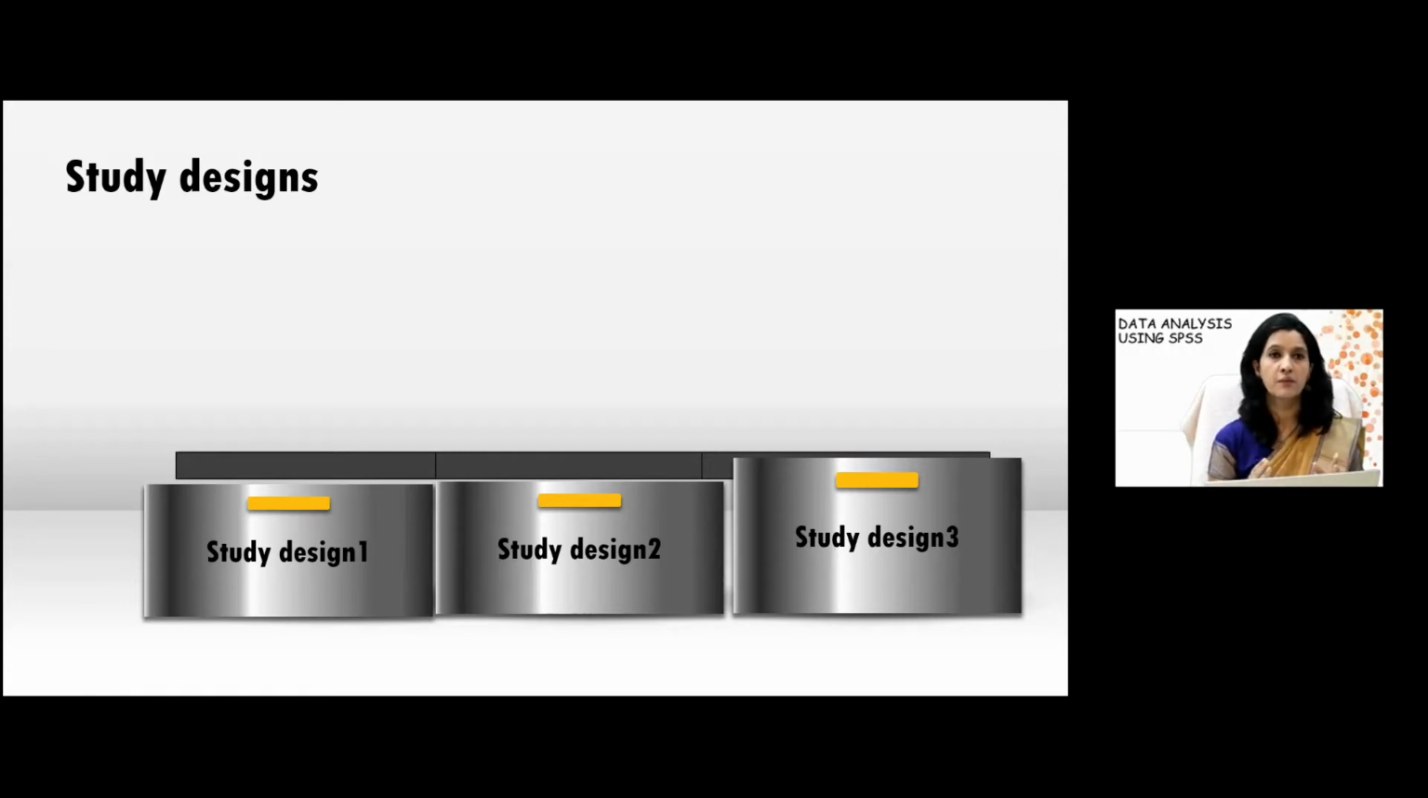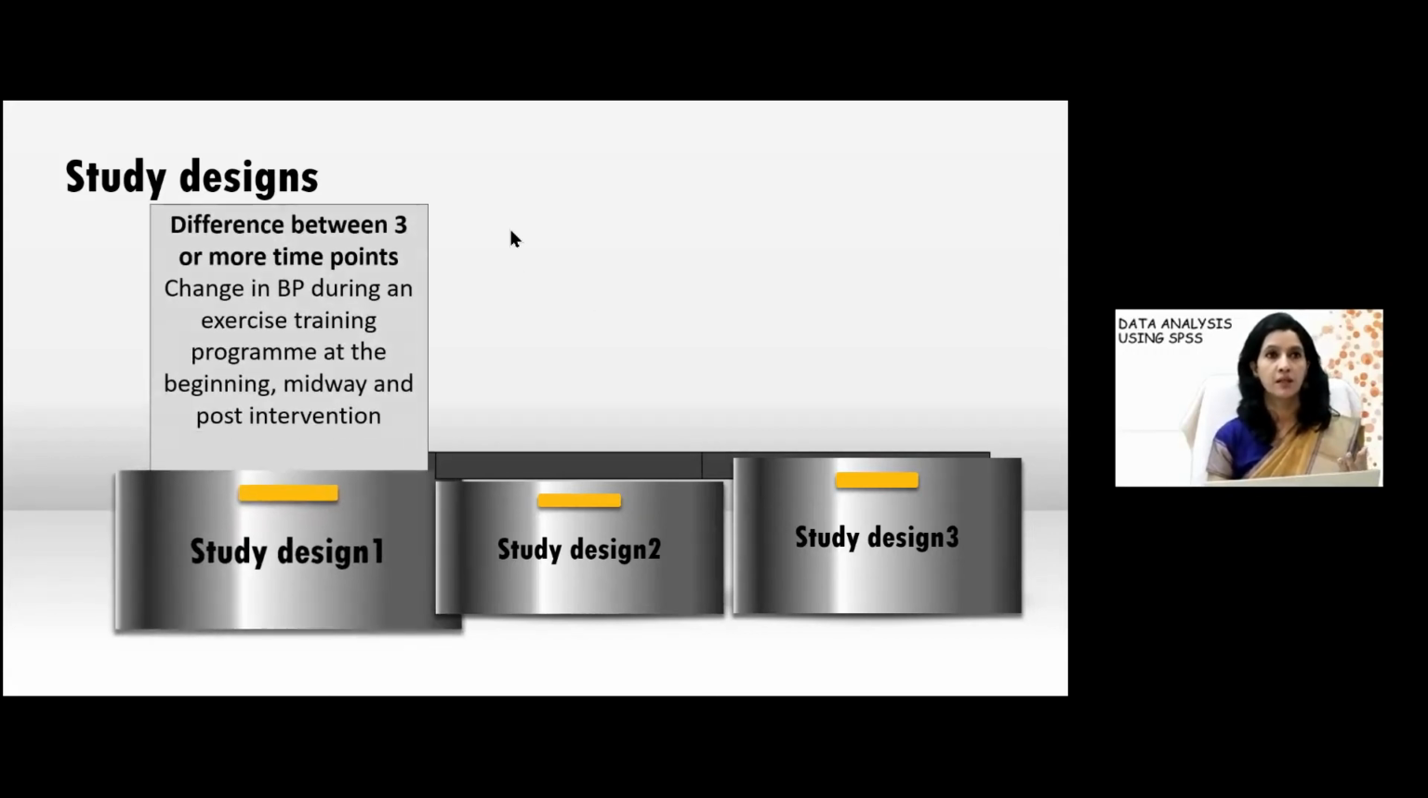Repeated measure ANOVA is very much similar to paired t-test. The only difference is that with paired t-test, we are doing the measurement at two different time points, whereas if it is 3 or more than 3, then we use repeated measure. So if we come to the study design, the first type can be that if I want to test the difference between 3 or more time points, for example after the exercise training program, first in the beginning, then in the midway, and third after the intervention, then I'll do this repeated measure ANOVA.